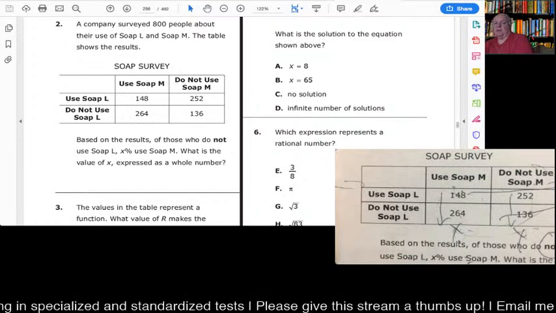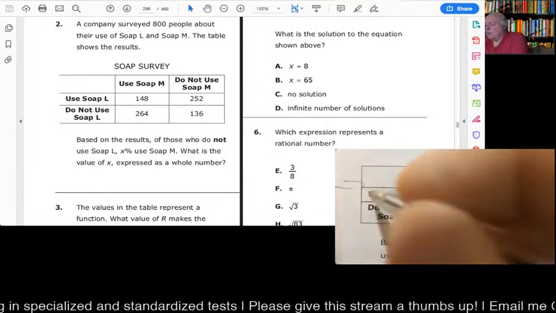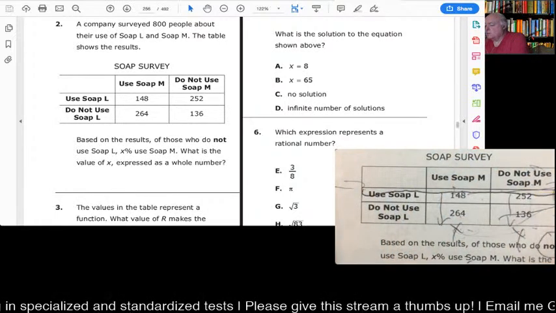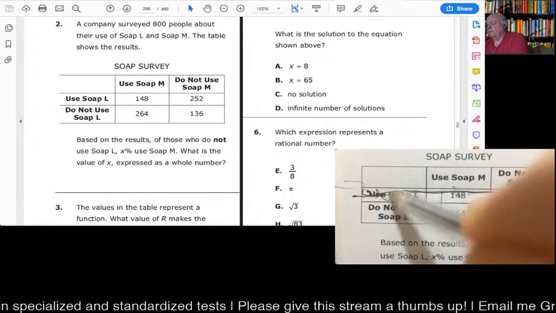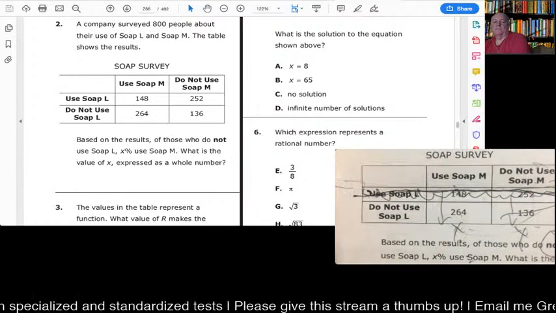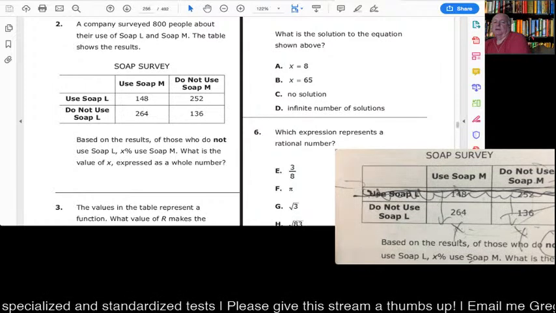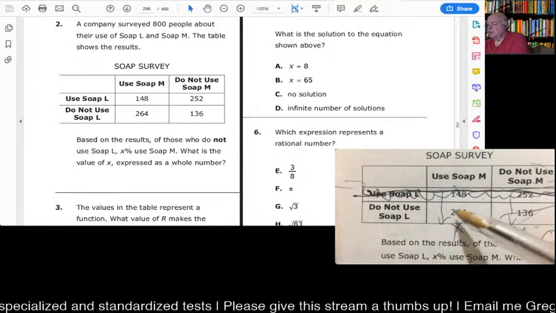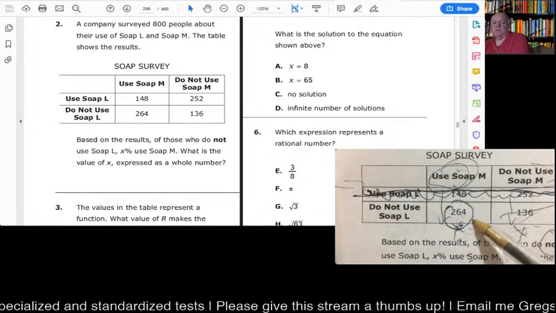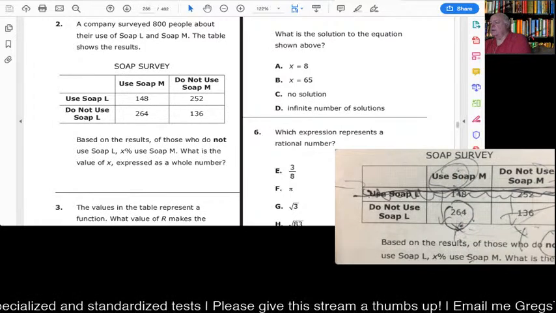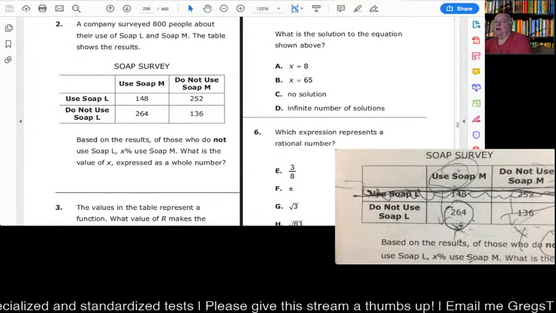So they're looking at based on the results of those who do not use SOAP L. So they're not looking at this because these people use SOAP L, right? That's not being considered. Based on those results of those who did not use SOAP L, X% use M. So they're looking at this now, because that's what that says there. X% use SOAP M. What is the value of X expressed as a whole number? So in a lot of these questions, it means careful reading of what you're being told.